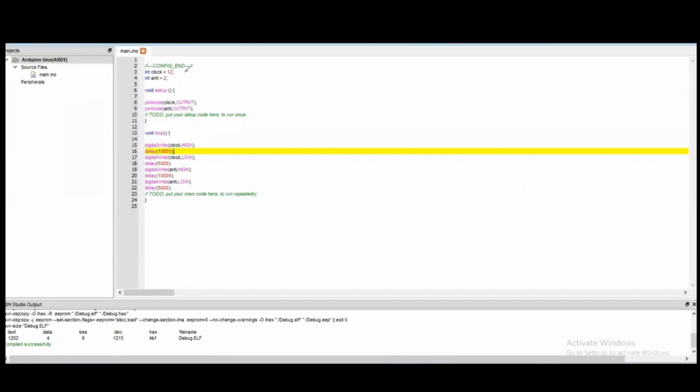I have declared two pins of the Arduino with their names, and both of the pins are behaving as output. Now in the loop, I have said that one of the pins will go high, like one of these switches we're using there will get closed. In this line, the switch is getting closed.